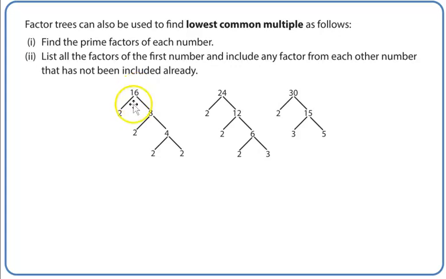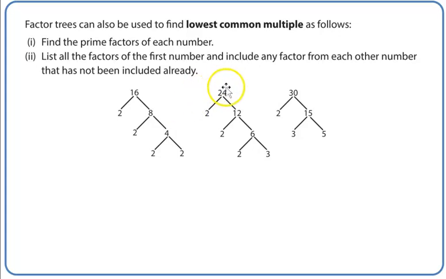So we get the prime factors of 16. So 16 divided by 2 is 8. 8 divided by 2 is 4. And 4 divided by 2 is 2. So the prime factors of 16 are 2 times 2 times 2 times 2.